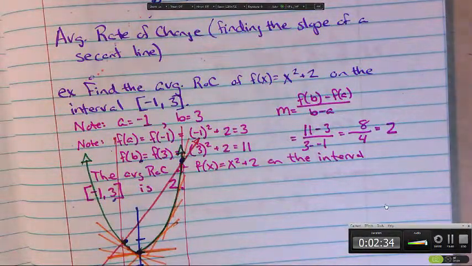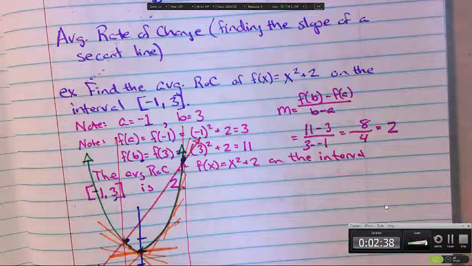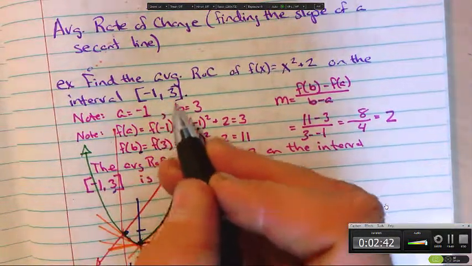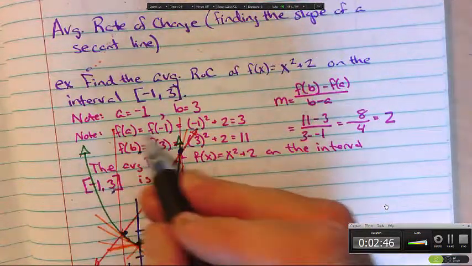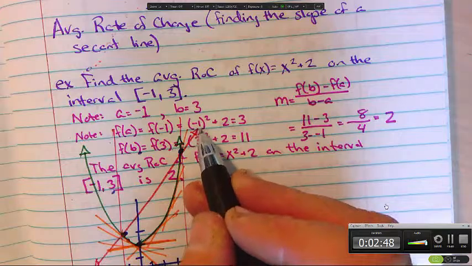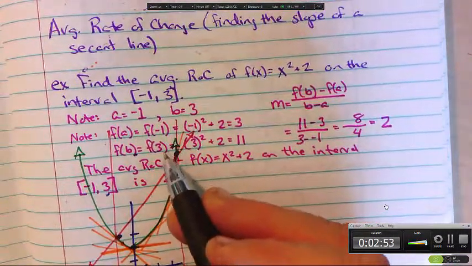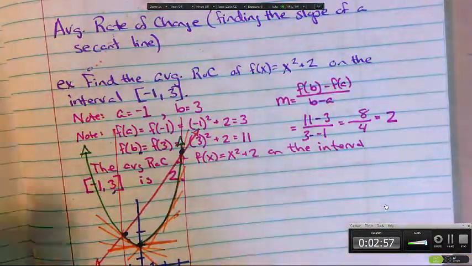And we did an example, and I asked you to find the average rate of change of f of x equals x squared plus 2 on the interval negative 1 to 3. Note, a is equal to negative 1, b is equal to 3 because this is an interval, not an ordered pair. F of a would mean we need to find f of negative 1, so we can plug it in. Negative 1 squared plus 2 is 3. And f of 3, which would be f of b, is 3 squared plus 2, which is 11.